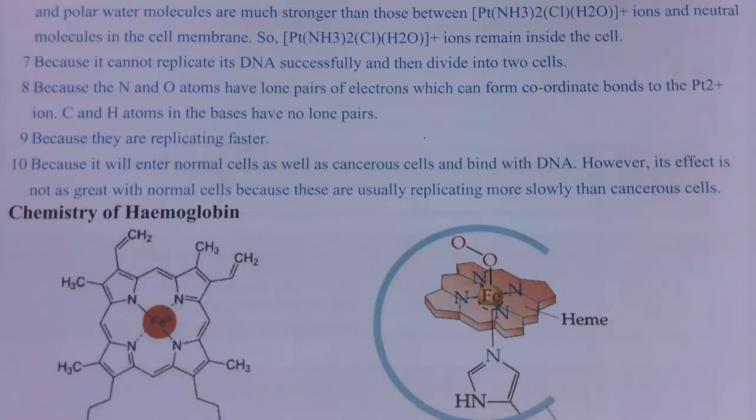The nitrogen and oxygens have lone pairs of electrons, whereas the carbons and hydrogens don't, and so they can't form these cross-linkages. The reason this targets cancer cells better than normal cells is because the cancer cells are replicating much faster. However, it will be taken up by all cells in the body, and this is why it causes side effects like hair loss and stomach problems, because there are cells in that part of the body which are replicating quite quickly.